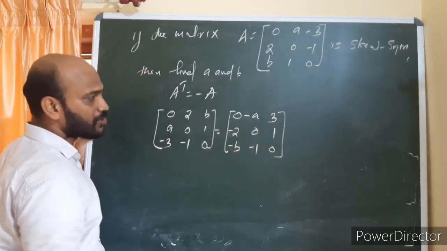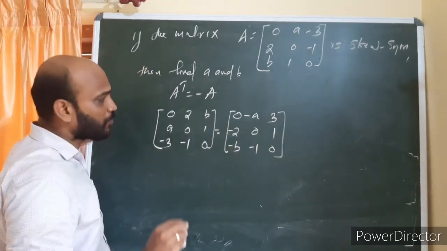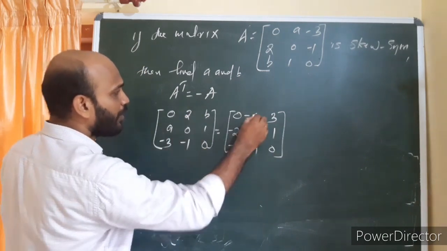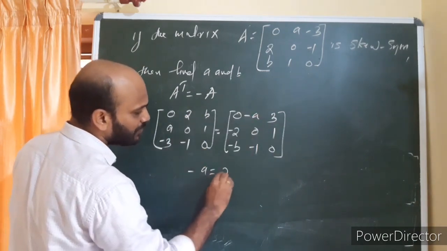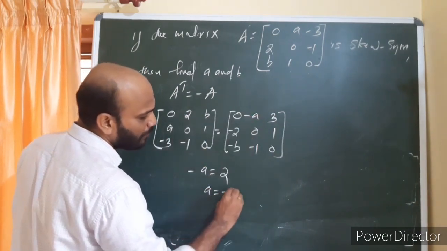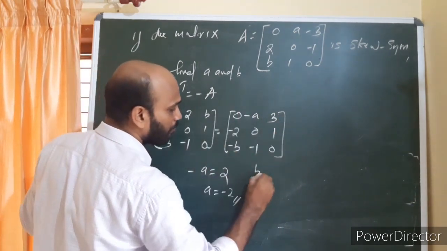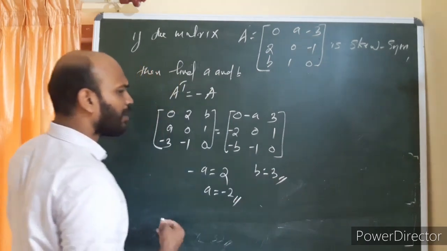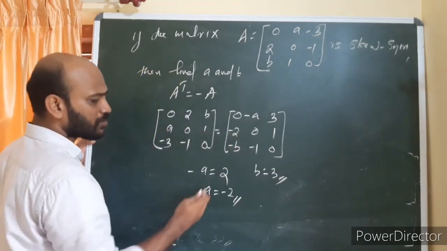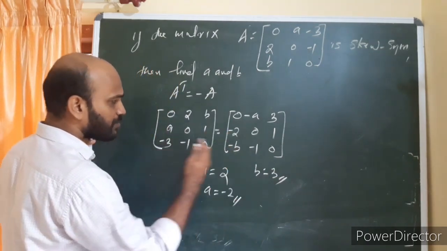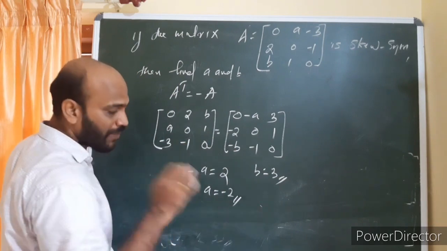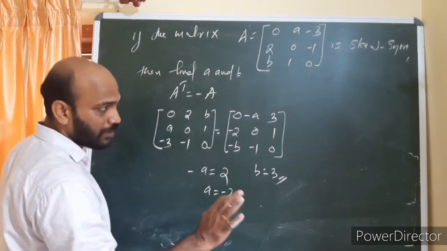Now you have to equate these two. You have to equate corresponding elements. So 2 equal to minus a. Minus a equal to 2 means value of a will be minus 2. Now value of b, what is value of b? b equal to 3. You can use any equation, a equal to minus 2, same thing you will get. Minus 3 equal to minus b, b equal to 3. So value of a equal to minus 2, b equal to 3.